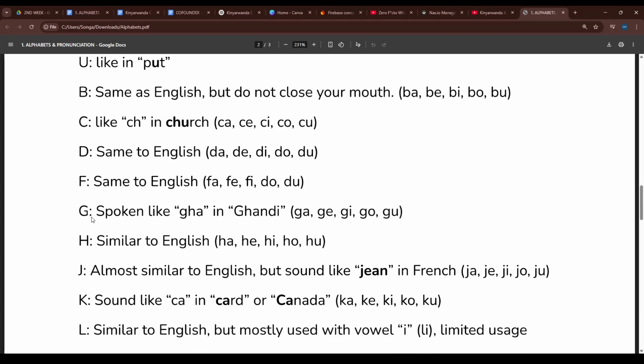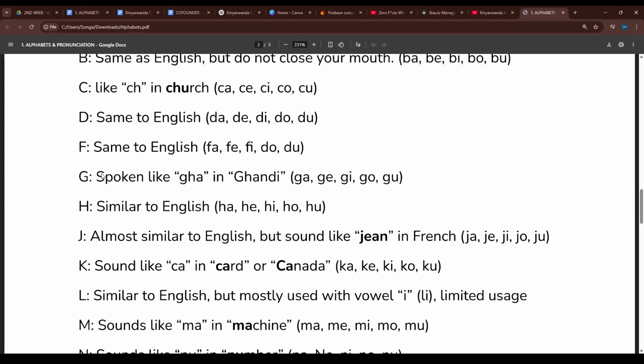And then on ga, in English it's G, but in Kinyarwanda it's ga, like in Gandhi. So ga. This sound like ga. So we say ga, ge, gi, go, gu. This is how this sound is spoken in Kinyarwanda.